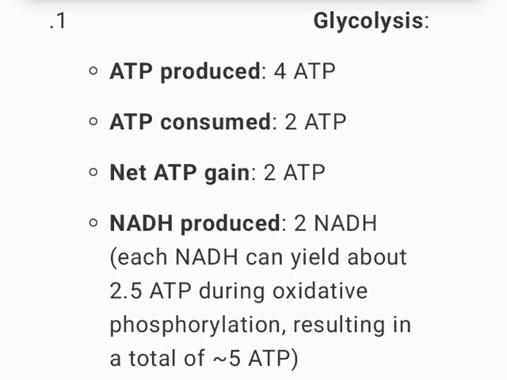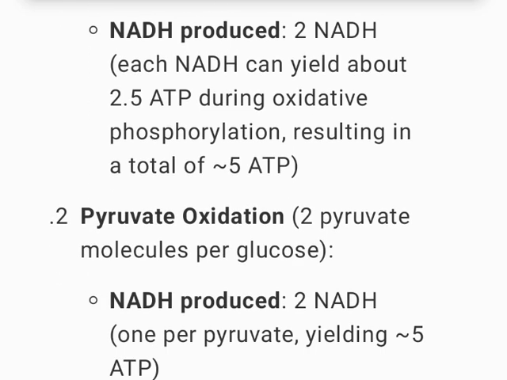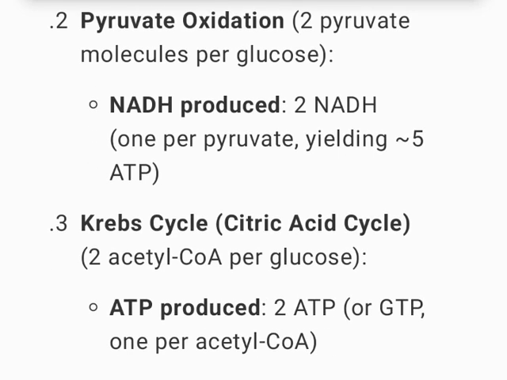1. Glycolysis. ATP produced, 4 ATP. ATP consumed, 2 ATP. Net ATP gained, 2 ATP. NADH produced, 2 NADH. Each NADH can yield about 2.5 ATP during oxidative phosphorylation, resulting in a total of 5 ATP. 2. Pyruvate oxidation, 2 pyruvate molecules per glucose. NADH produced, 2 NADH, 1 per pyruvate, yielding 5 ATP.